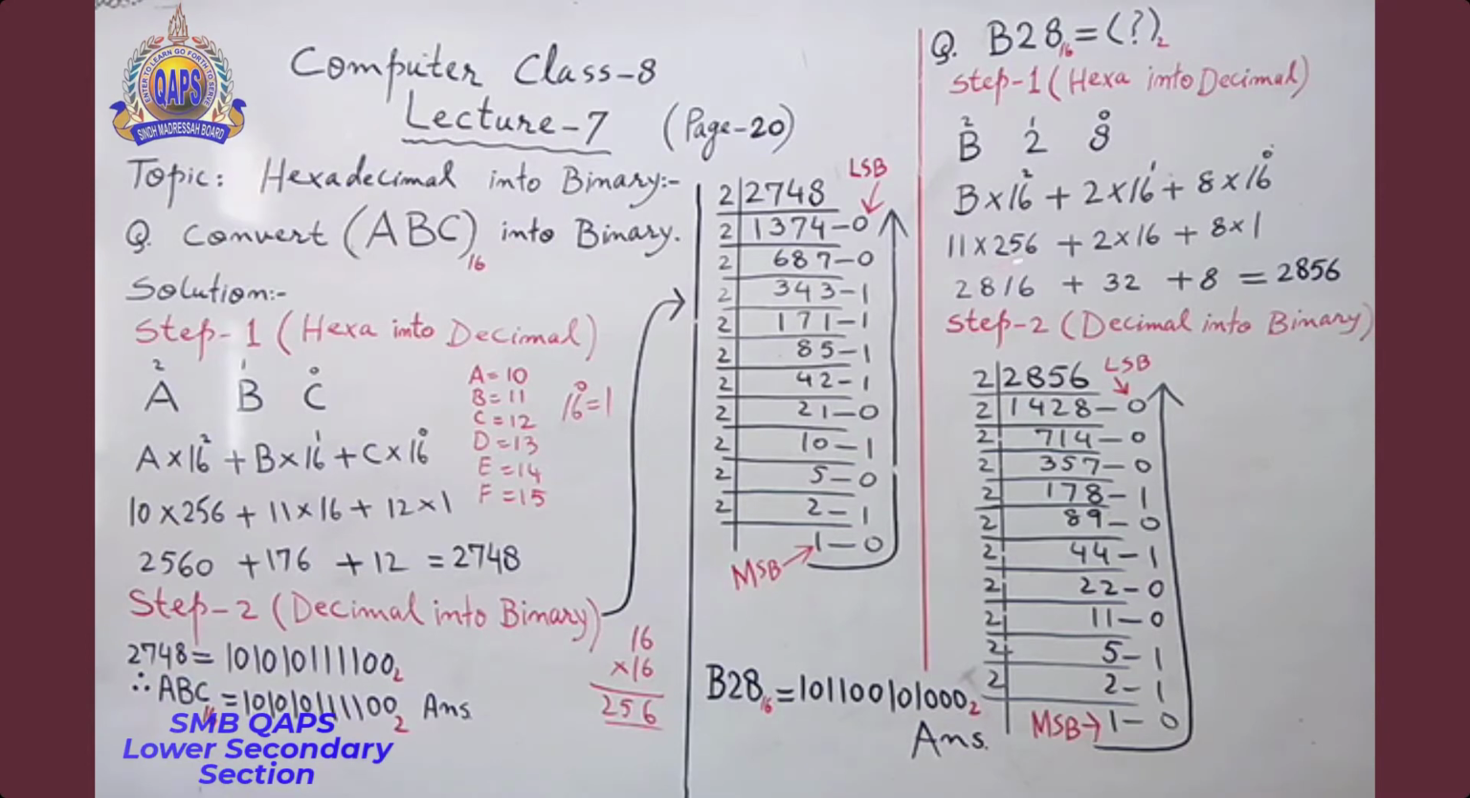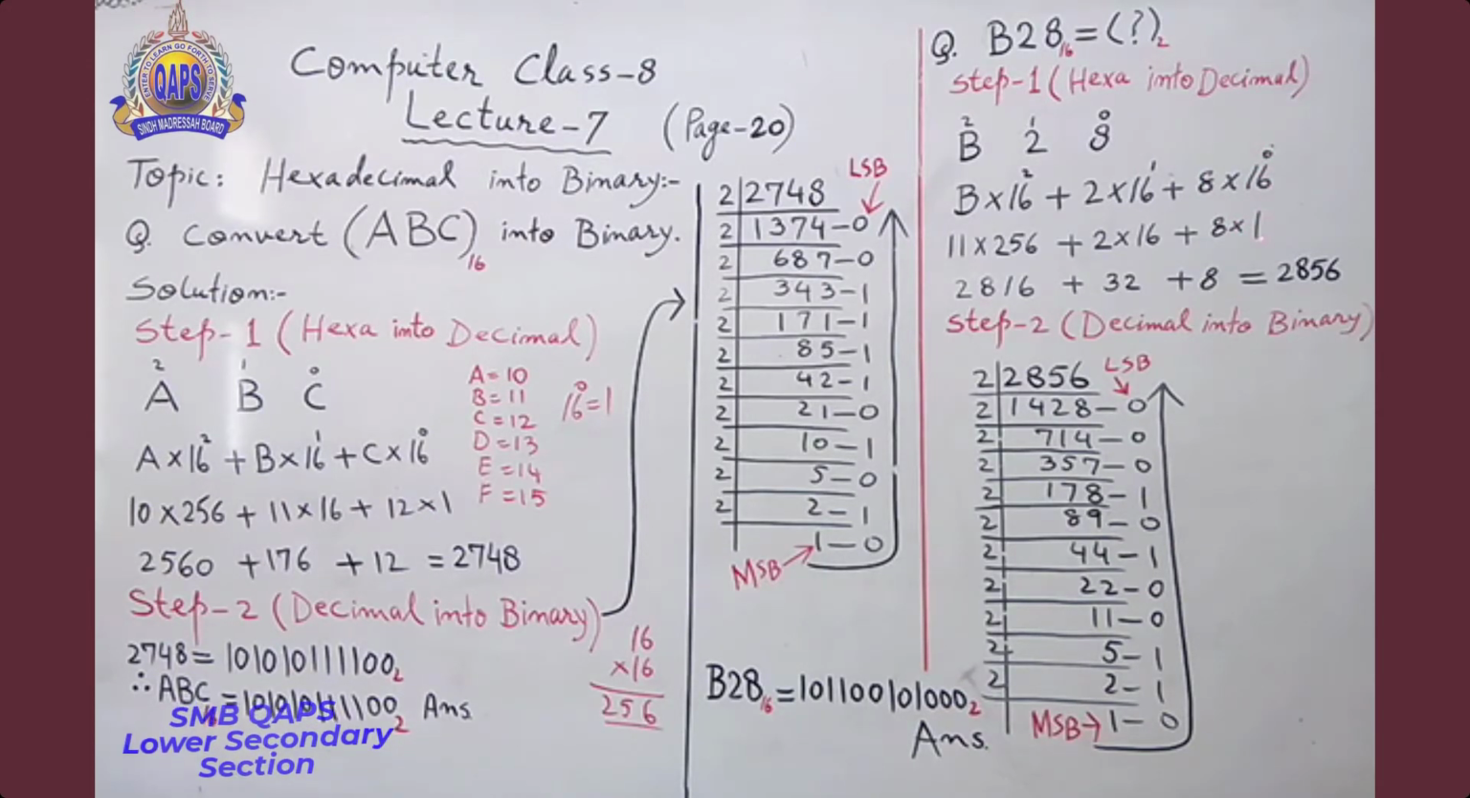256 plus 2 multiply by 16 power 1, plus 8 multiply by 16 power 0 is equal to 1. Look here: 16 power 0 is equal to 1. Any digit power 0 equals 1.